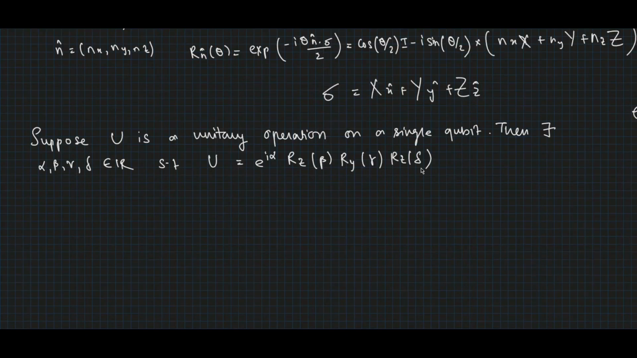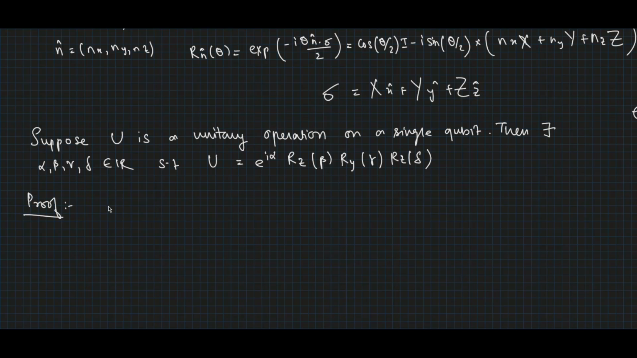Now let's see the decomposition for a single qubit in terms of rotation operators z and y. Suppose U is a unitary operation on a single qubit, then there exist α, β, γ and δ, which are all real numbers, such that U can be written as U equal to e raised to iα into the rotation operator along the z axis for the angle β, the rotation operator along the y axis for the angle γ, and the rotation operator along the z axis for the angle δ. So let's check the proof of it.